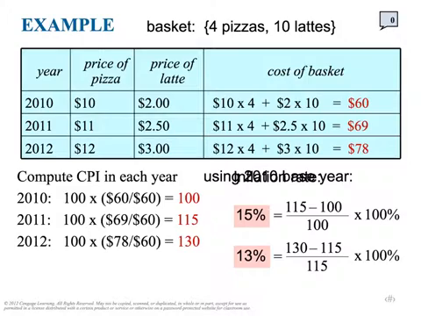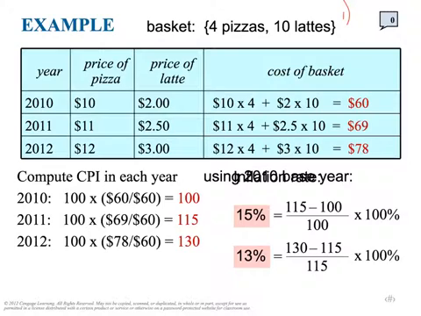So here's an example. We've got some years, 2010 through 2012. We've got some prices of pizzas and prices of lattes. Our first step to fix the basket's cost is done for us up here. So we're going to have 4 pizzas and 10 lattes. We have the price of each in every year that we're given.